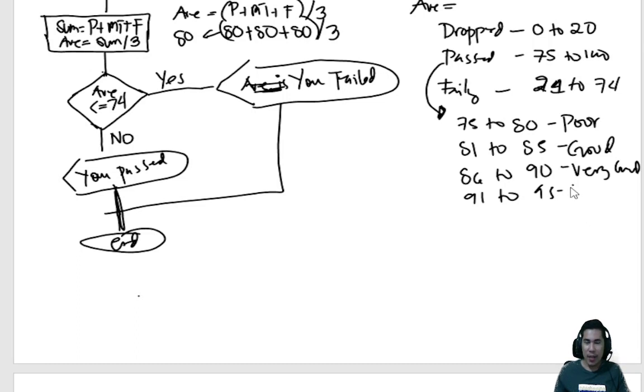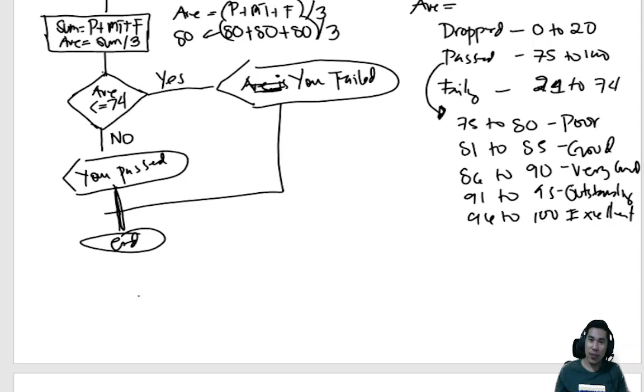Excellent is the highest. So let's assume outstanding, sige. All right, so this one is, let's say, 90 to 99 is excellent, and if 100, perfect. Let's say until 100 is excellent. Okay? So if that's the case, you have many scenarios, no?